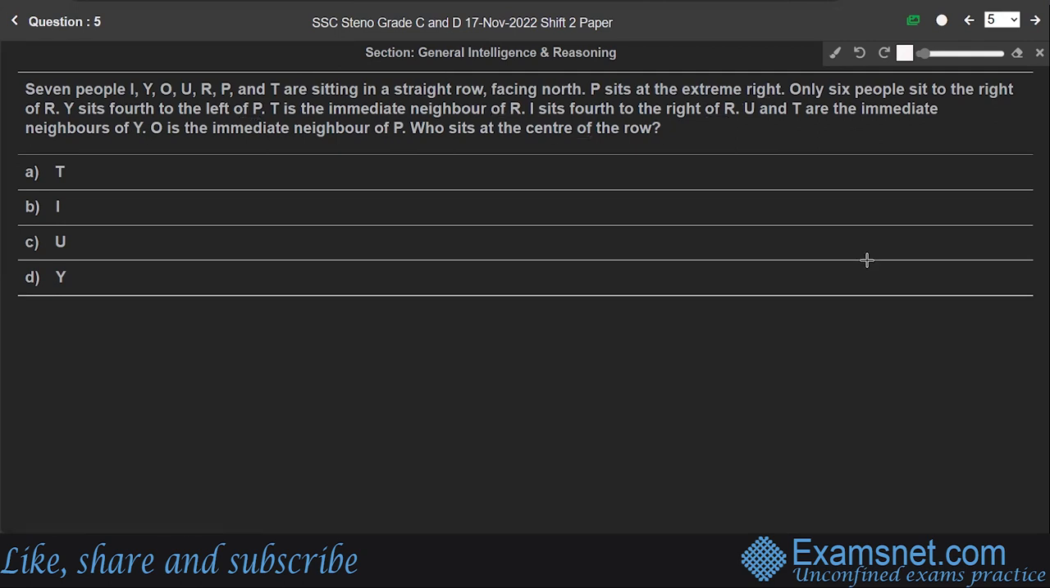So, here we'll consider seven people are sitting in a straight row, facing north. We'll consider north direction. P sits at the extreme right, so at the extreme right means this direction. So P sits at the extreme right. P is the last person, or first person to the right, right? And only six people sit to the right of R. So if R is sitting here, six people are sitting to the right of R.